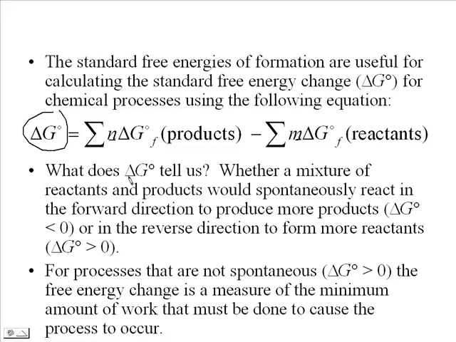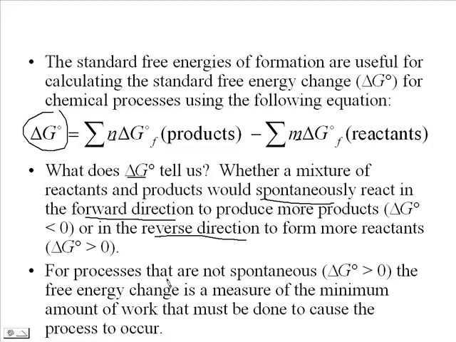And again, what does that value tell us? Whether you use the delta G equals delta H minus T delta S equation, or whether you use this equation here, all the delta G tells you is whether a reaction proceeds spontaneously in the forward direction or in the reverse direction. And remember, if delta G is negative, it's going to react spontaneously in the forward direction. If delta G is positive, then it's going to proceed spontaneously in the reverse direction.